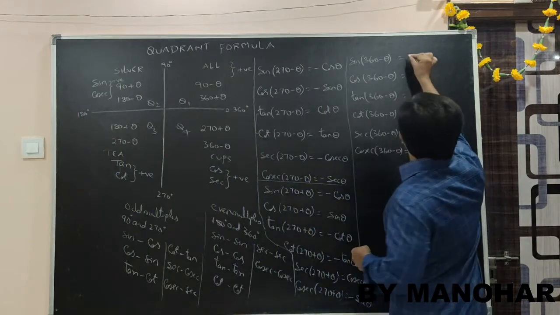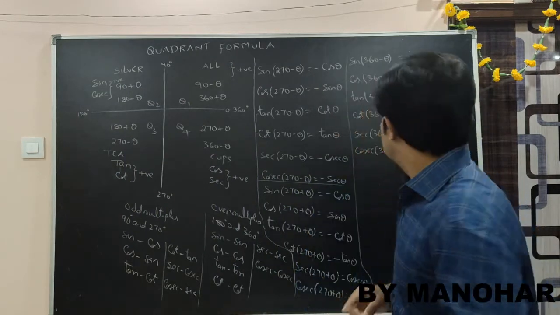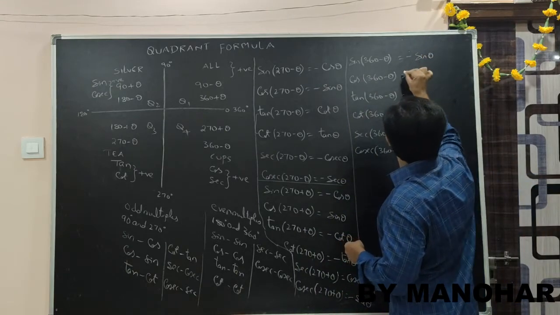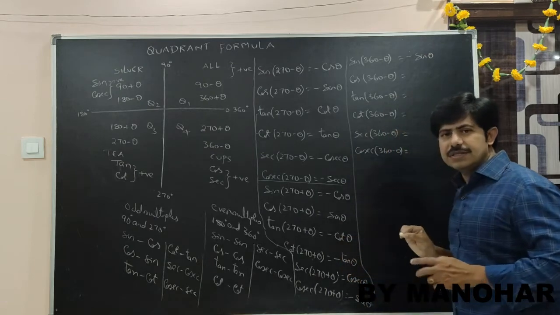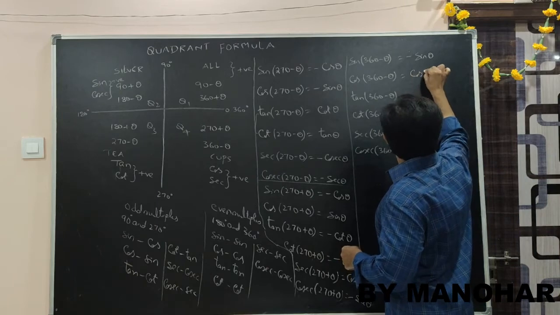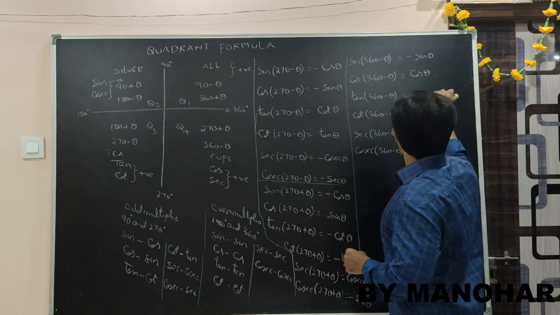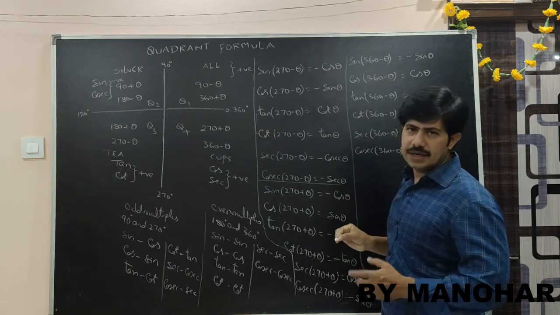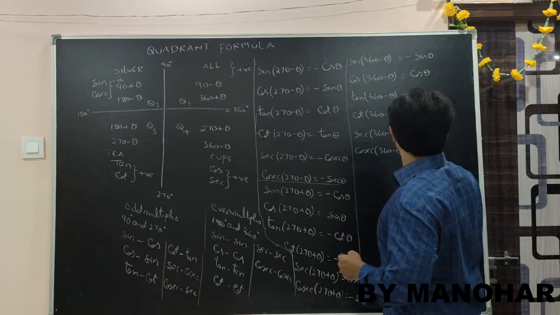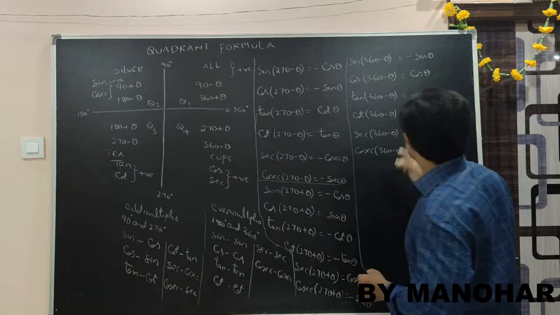Put the negative sign. As 180 and 360 are even multiples, so 360 is an even multiple, sine will remain sine. So it is minus sine theta. And what is cos of 360 minus theta? In the fourth quadrant, cos is positive. So write cos theta. And tan of 360 minus theta will become minus tan theta. Only cos and secant are positive, remaining are negative. Okay, so these things will wait.